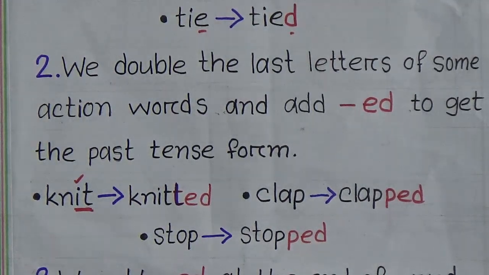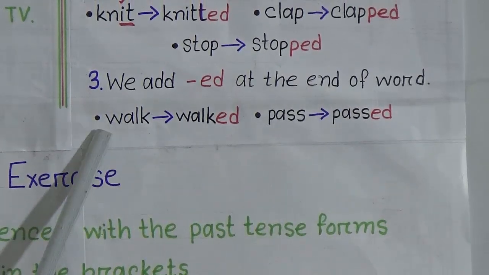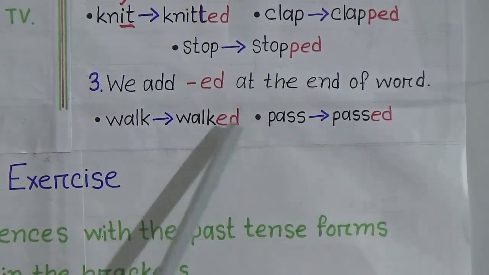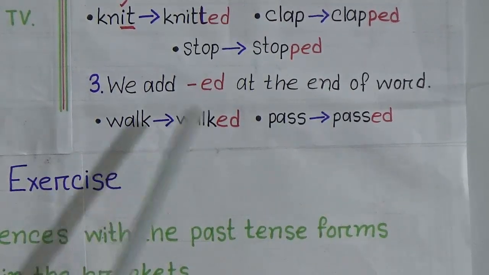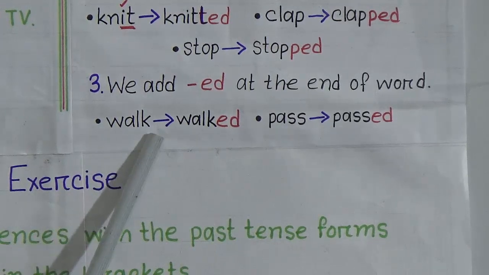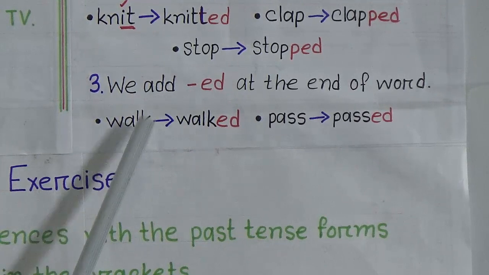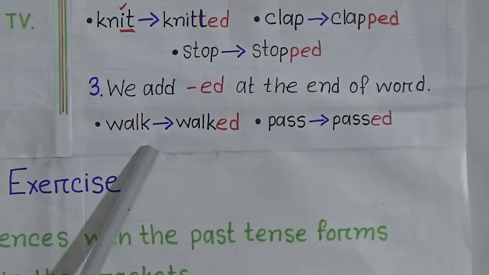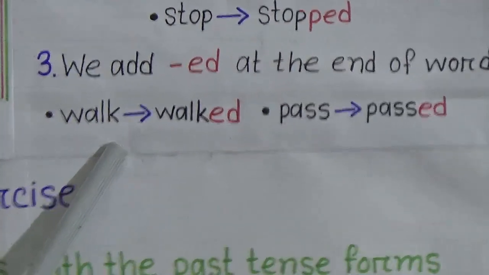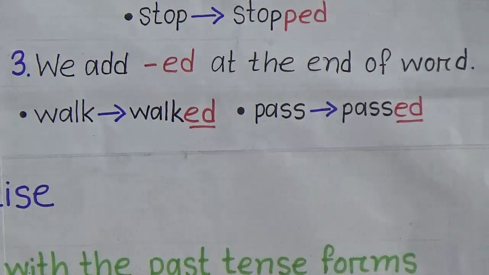Now number 3, we add ed at the end of the word. For example, walk, walked, pass, passed. Students, look at these words walk and pass. Do you find any letter like E or any vowel before the last letter? No. There is no matching like the rules of 1 and 2. So simply we add ed. So this was our third rule.